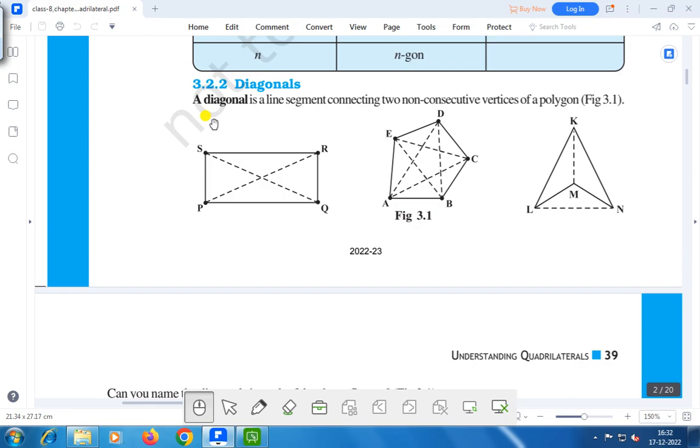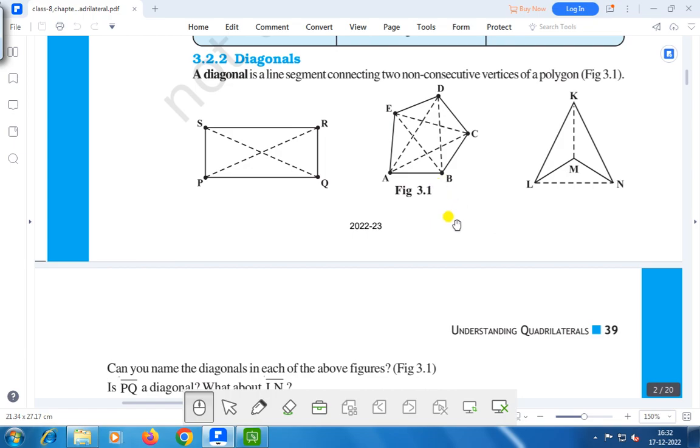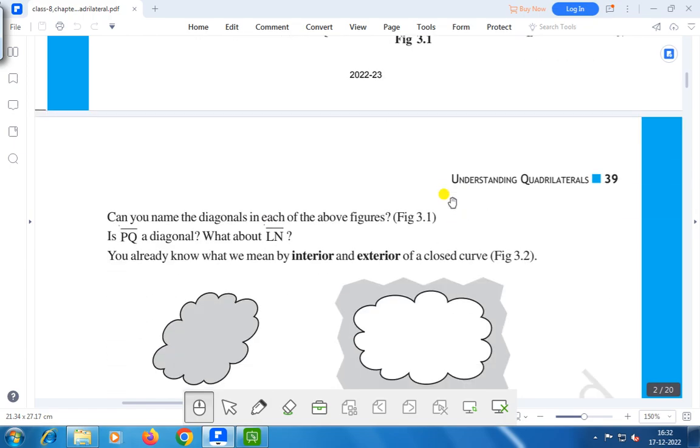You see here. A diagonal is a line segment connecting two non-consecutive vertices of a polygon, like this. Here you see PR and SQ are diagonals of this rectangle. Here also you see that AC, AD, DB, EC, EB, all these are diagonals of this figure, right? Now can you name the diagonals in each of the above figures?